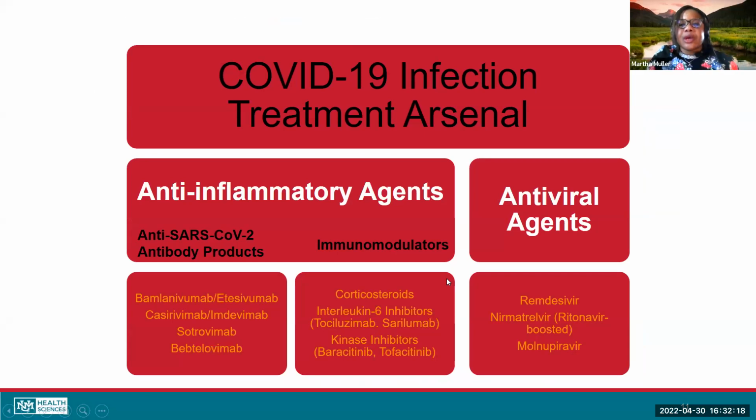Okay, so this slide really just has a summary of what I like to call our COVID-19 infection treatment arsenal. Basically there are two big buckets that we put these treatment modalities in. One of them is anti-inflammatory agents, which is further delineated into anti-SARS-CoV-2 antibody products, and then immunomodulators. And then the other one is antiviral agents.